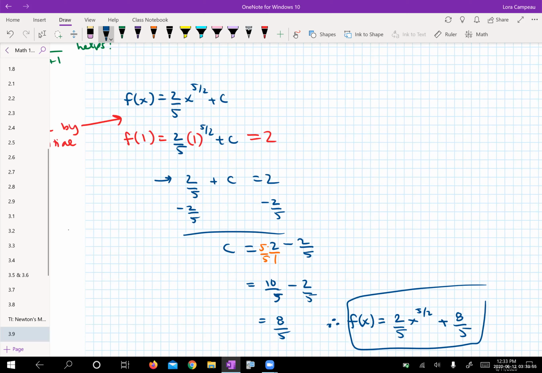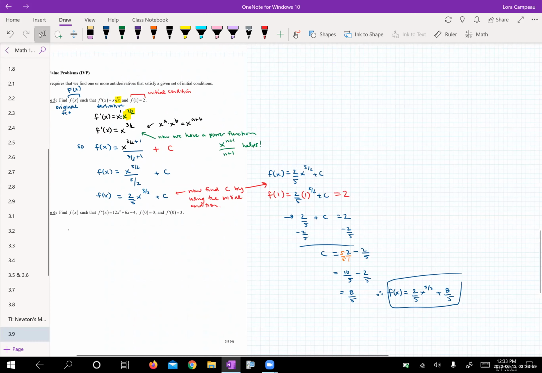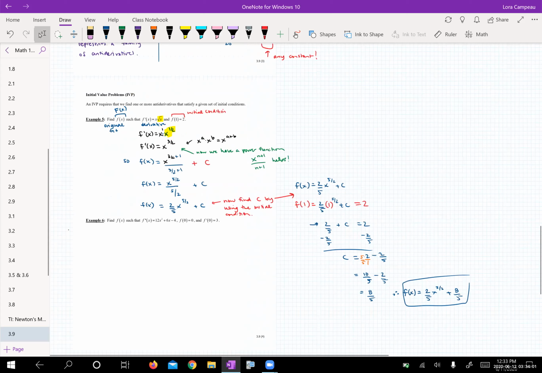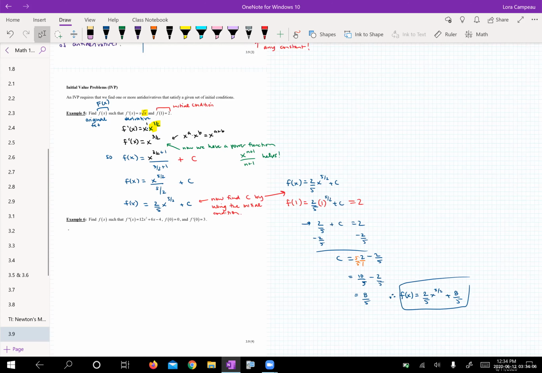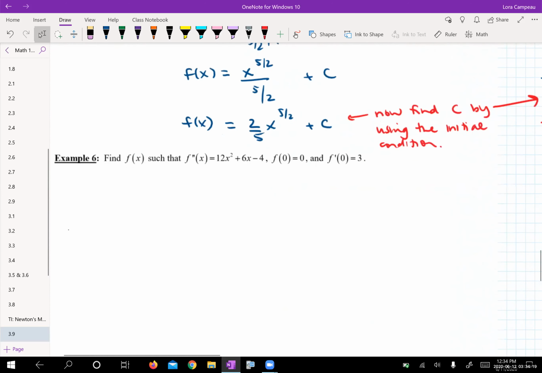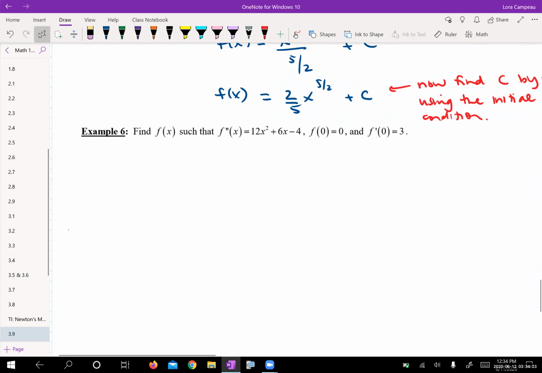It's pretty much you finding the antiderivative, accounting for the family of antiderivatives by attaching a plus c to whatever your result is, and then finding c using other conditions of the problem. And function notation comes back again. So one last problem, example 6 in this section. And we'll kind of see that it's a little more complicated, but still doable.